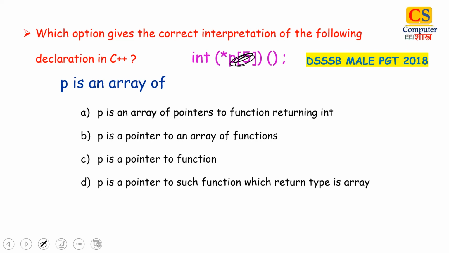Now on further moving towards the right, we will encounter this bracket, so we will move towards the left. On the left we have this pointer, so we will write pointer to. Now this bracket is fully solved. We will move towards the right because our rule says we have to move towards the right if we can. We need to move towards the left only when we have no other option left, right?